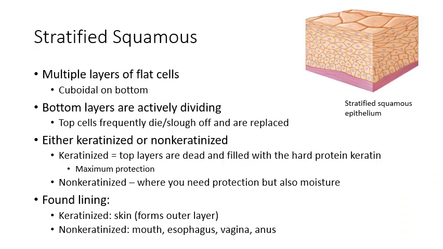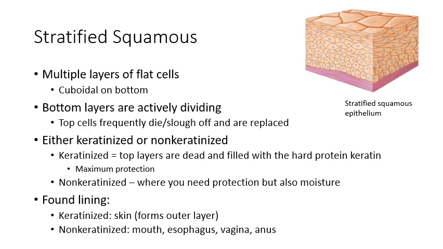Okay, now for our stratified types of epithelium. First you have stratified squamous, multiple layers of flat cells. Actually, the bottom layers look way closer to being cuboidal, and the middle layers are sort of amorphous, so they have weird irregular shapes. But you're actually classifying the type of cell by shape based on the top layers. So in these topmost layers right here, the cells are flat, and that's why it's considered squamous, stratified squamous.